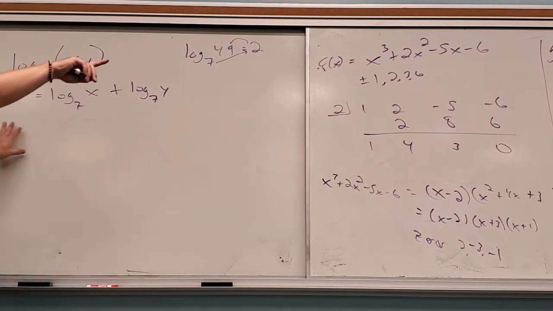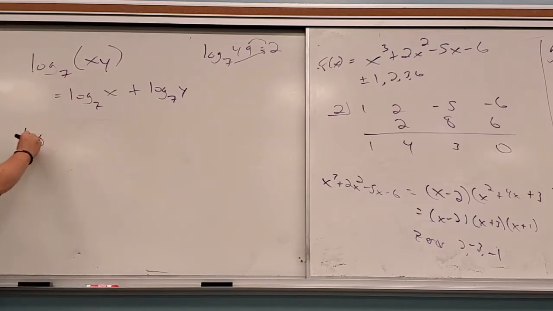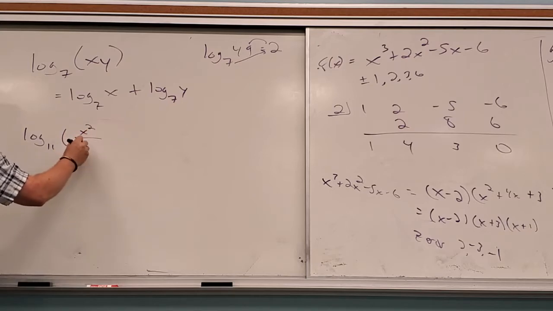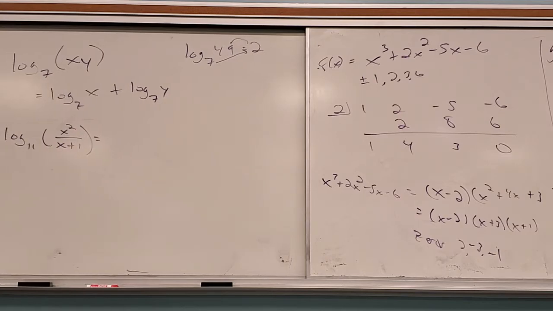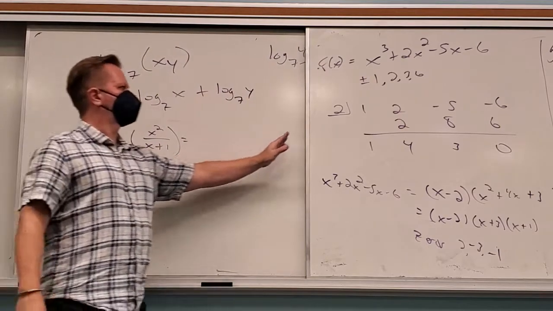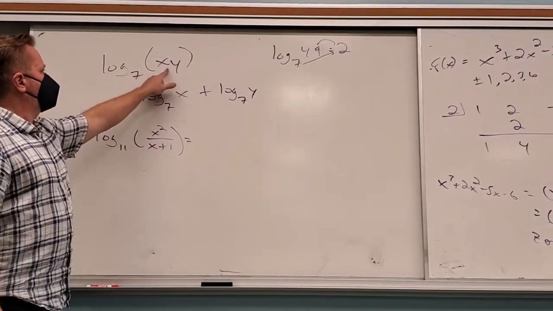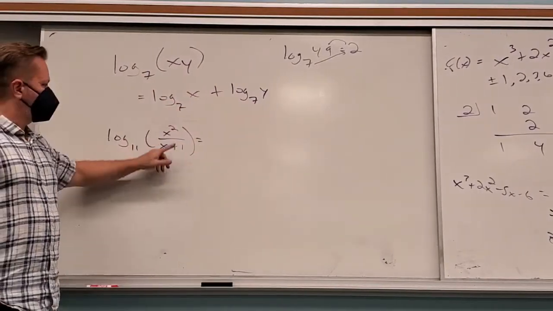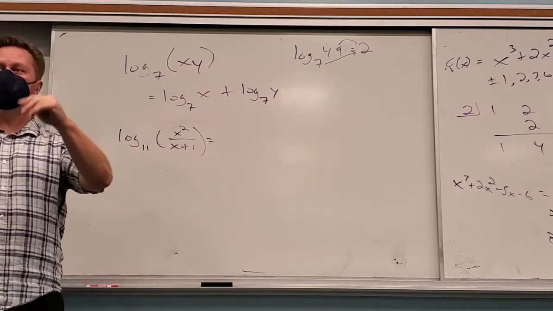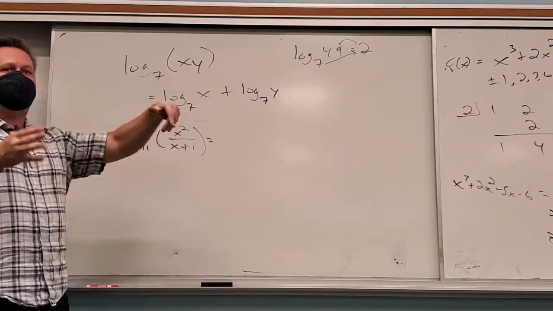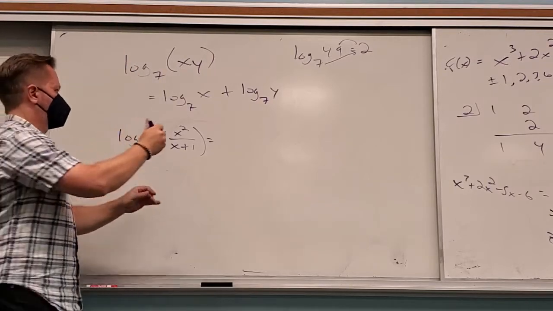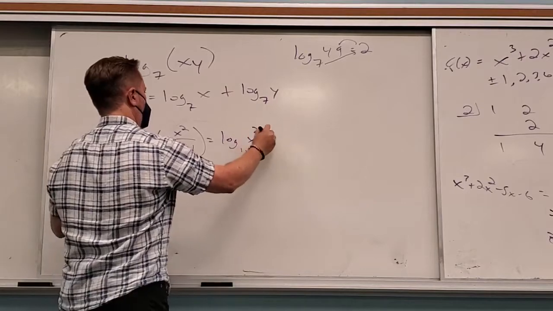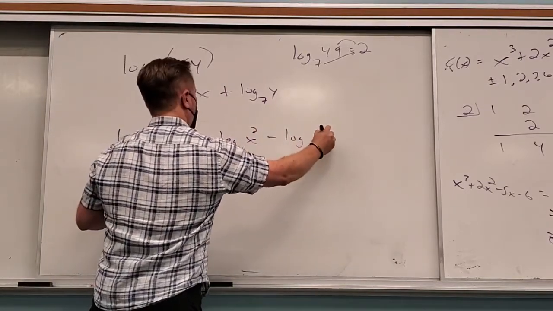All right, so we're building up to that thing. So what about this? What if I had log base 11 of x squared over x plus 1? How do I break that up? If multiplying means add logs, what do you think dividing means? It's a beautiful analogy. And again, what do I do with powers? When I divide things with like bases, I subtract the powers, right? So this will be the power on this minus the power on this.